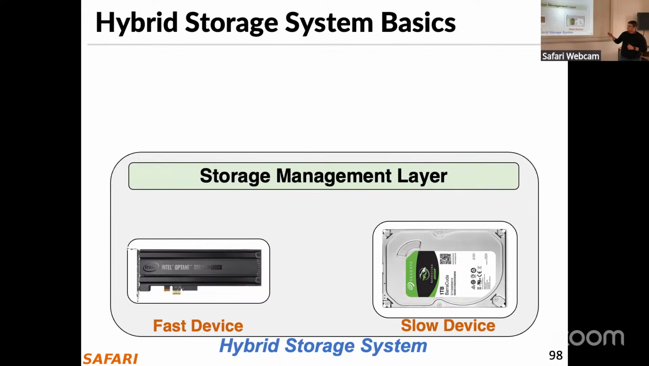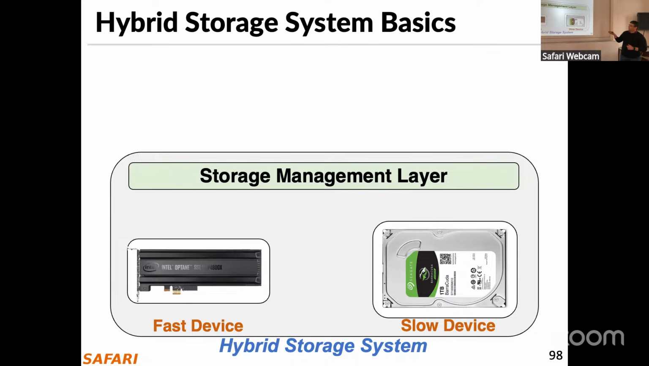You have a fast device, which is an Intel Optane SSD, with access latencies in the order of 10 microseconds or even less. And you have a slow device, which is a hard disk drive, which you see commonly in every desktop or server class system, with access latencies in the order of milliseconds.